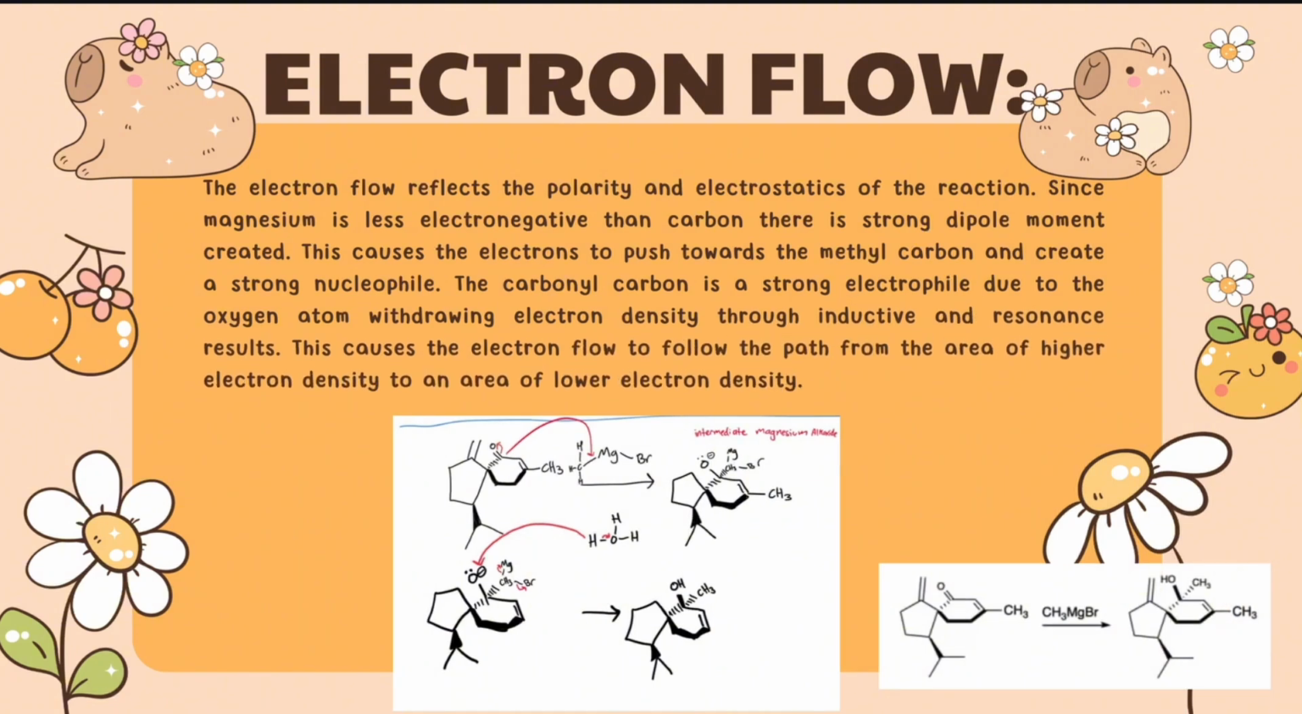Electron flow. The electron flow reflects the polarity and electrostatics of this reaction. Since magnesium is less electronegative than carbon, there is a strong dipole moment created. This causes the electrons to push towards the methyl group carbon and create a strong nucleophile. The carbonyl carbon is a strong electrophile due to the oxygen atom withdrawing electron density through inductive and resonance effects. This causes the electron flow to follow the path from the area of higher electron density to an area of lower electron density.